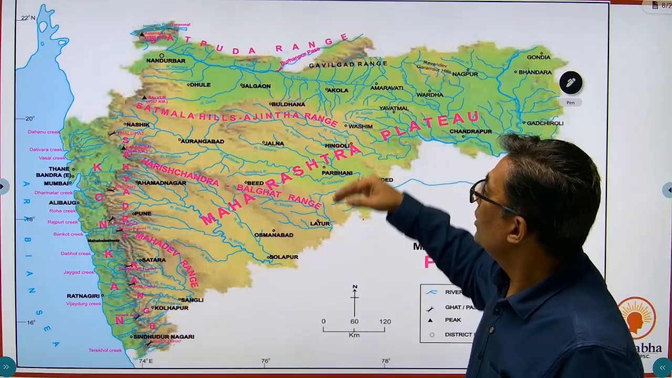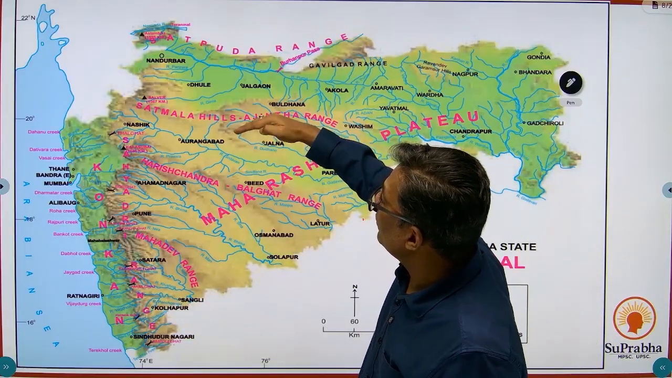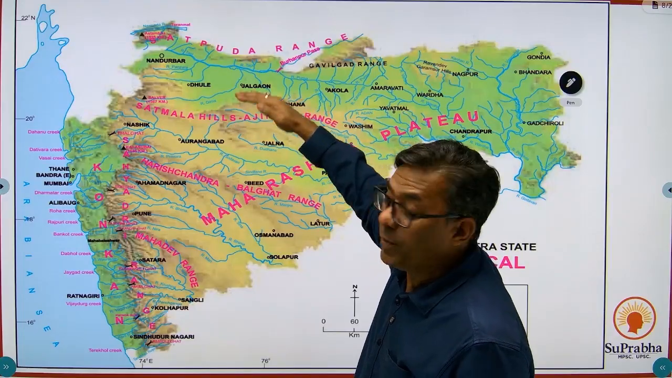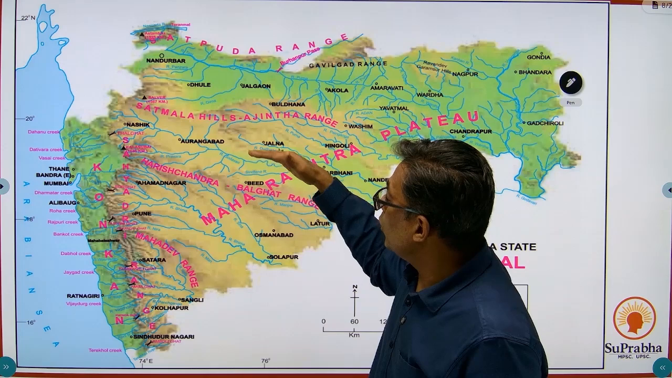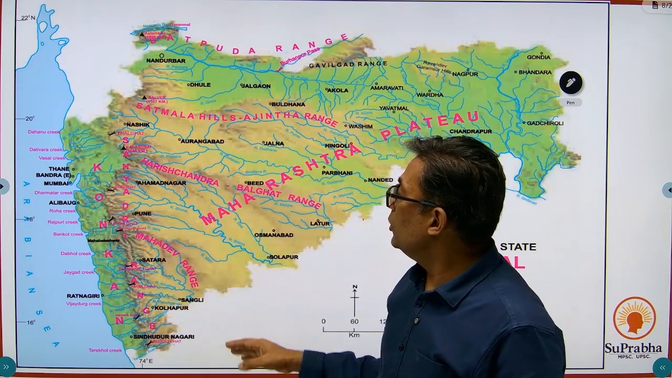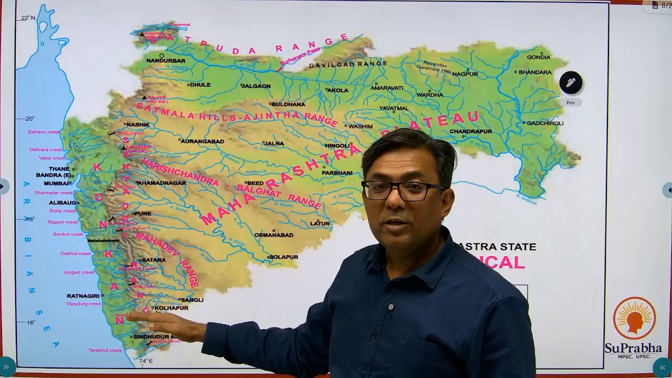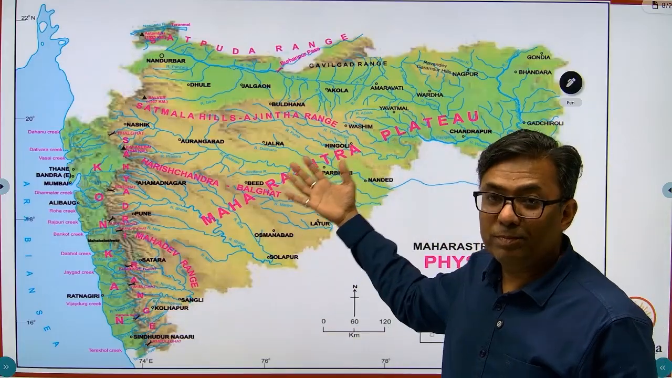So if you look at it, the Melghat range is in the northernmost part, then you have the Satmala range which separates the Tapi and the Godavari basin, the Harishchandra Balaghat range which separates the Godavari and the Bhima basin, and the Mahadev Hills or range which separates the Bhima and the Krishna basin. This part is very important. You need to know the sequence. This was also asked in the prelims.